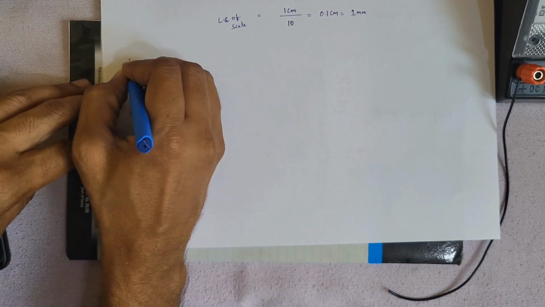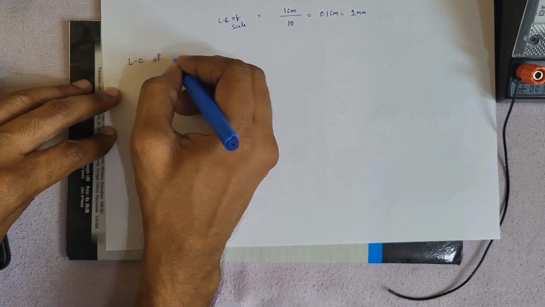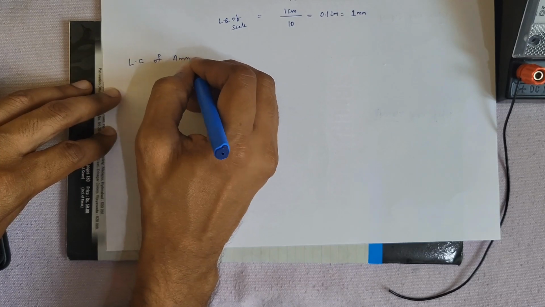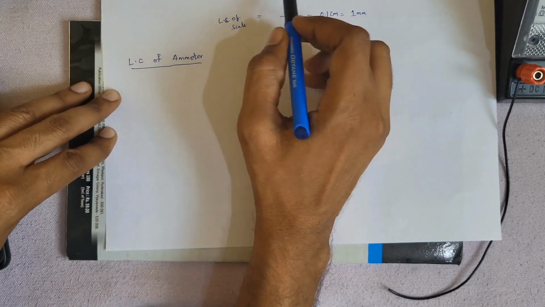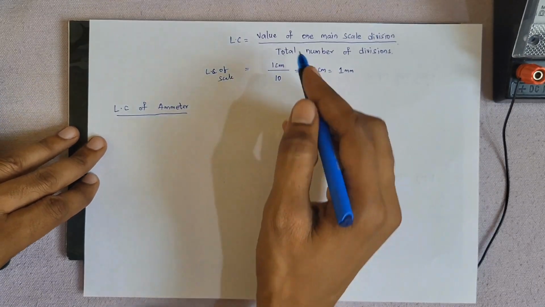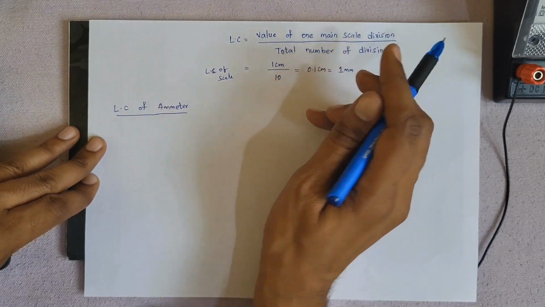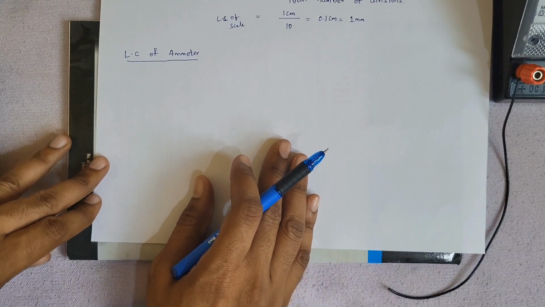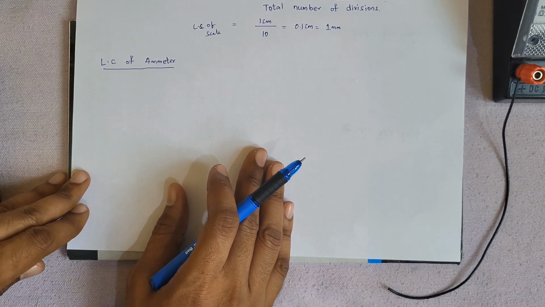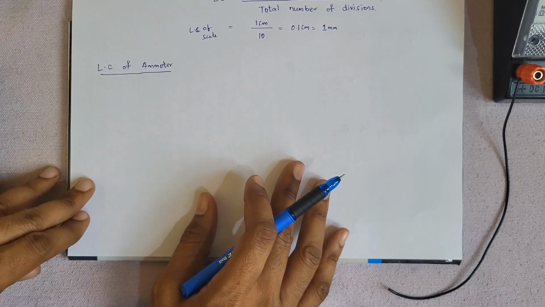Let us find the least count of an ammeter. Where do children get confused? Here: the value of one main scale division. The value of one main scale division will not be constant for all meters. So let us find the least count of the ammeter first.